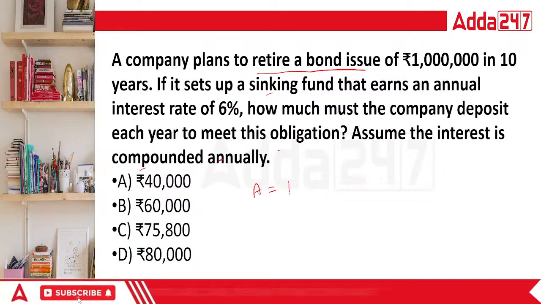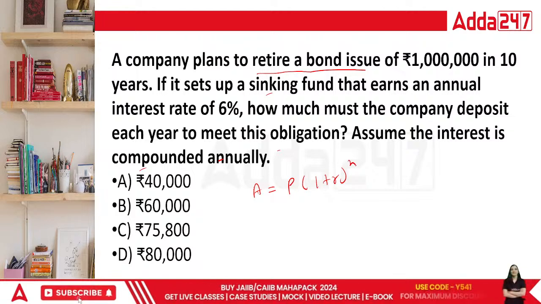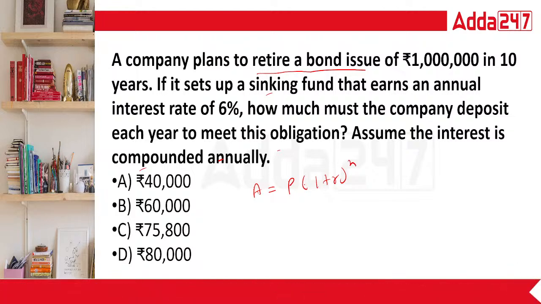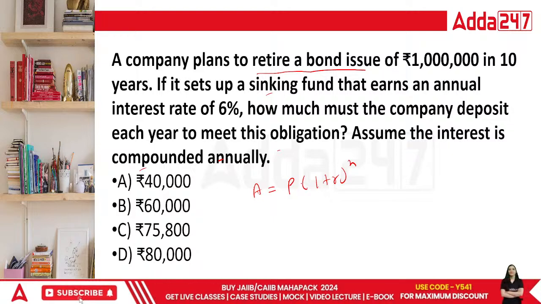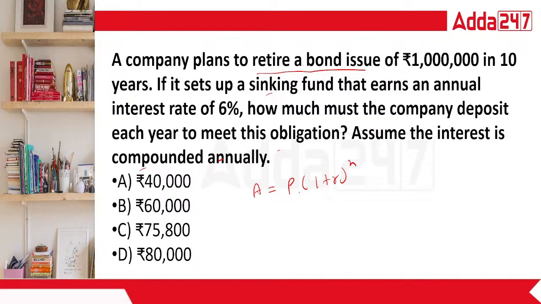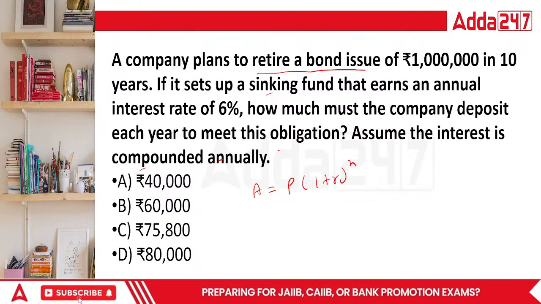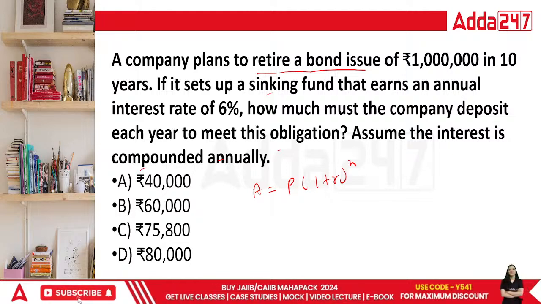How do we find the amount? That is principal times 1 plus r raised to power n. Everybody, let's talk about this part. Principal is 10 lakh rupees.